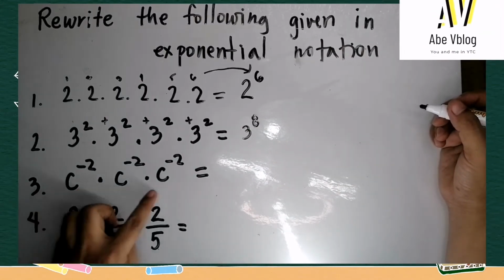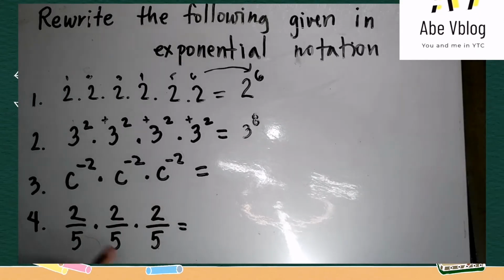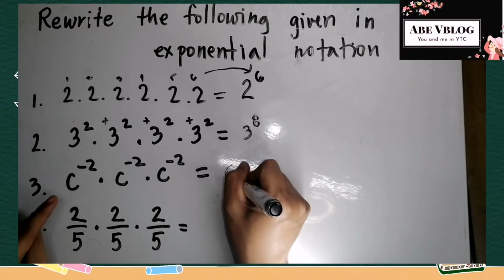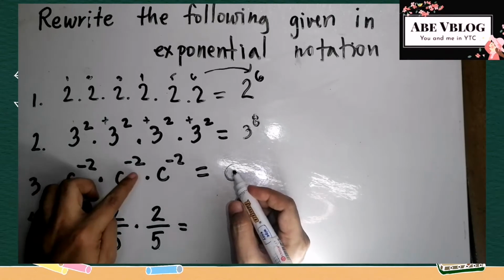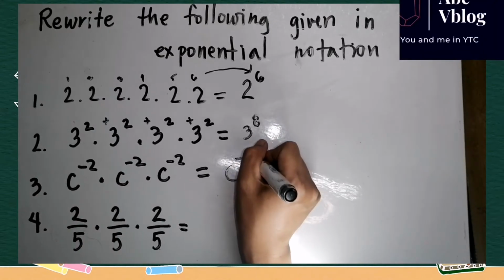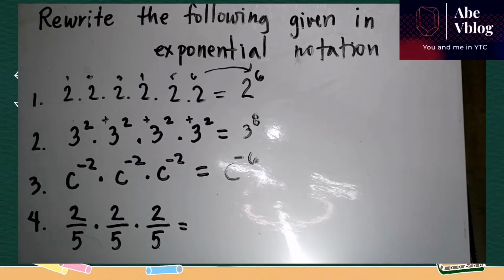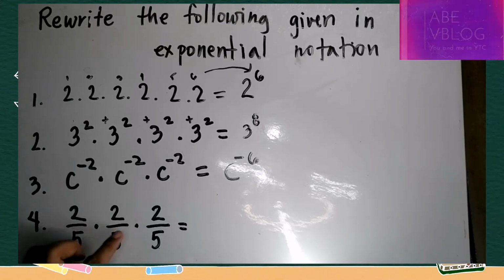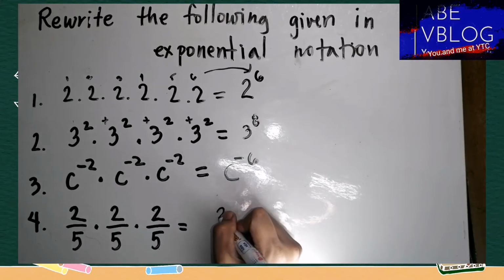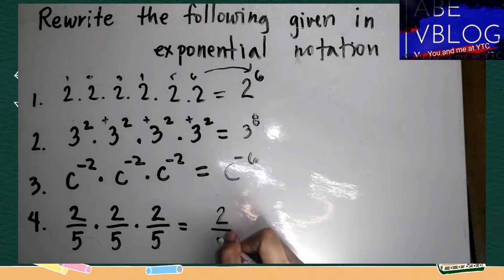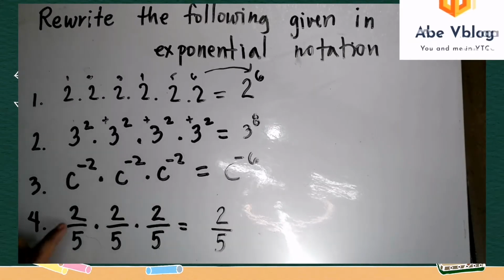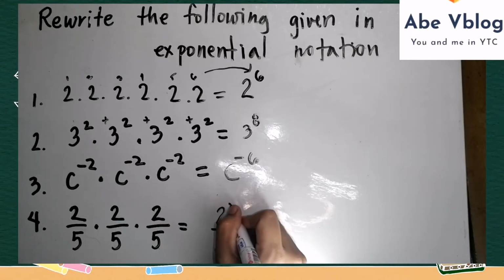Then we have negative 2. We write the base negative 2, and we have negative 2 plus negative 2 plus negative 2, that's negative 6. Okay, then we have 2 over 5, in parenthesis, 3.